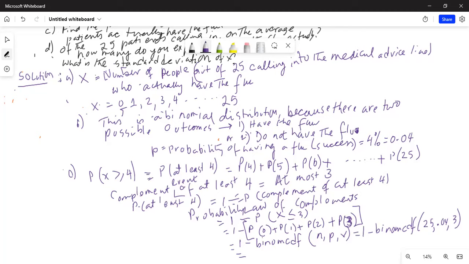Okay, number of trials, n, is 25. Probability of success, small p, is 0.04. My x value, I'm adding from 0 to 3, so the last value is 3. And then I bring the cursor down to Paste and hit enter and enter. And the answer is over here.